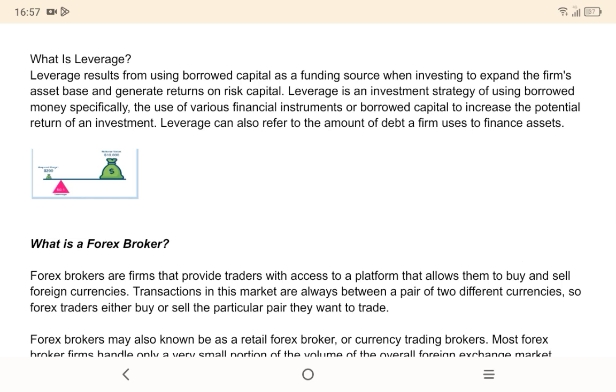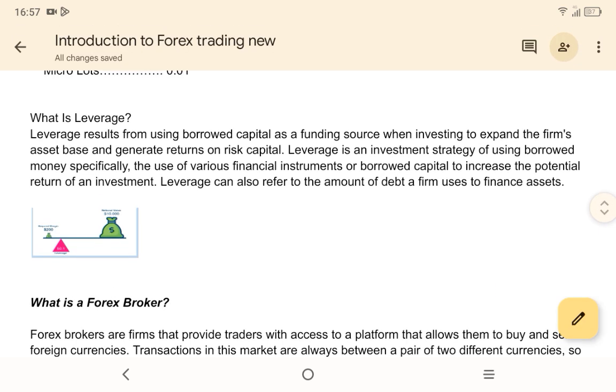So your leverage is what gives you the access to trade the financial market, because your $100, your $200 will not give you access to the market. Now, what does leverage do for you? Leverage gives you access to use your $200 to trade this market, which is $7.3 trillion that is being traded every day.